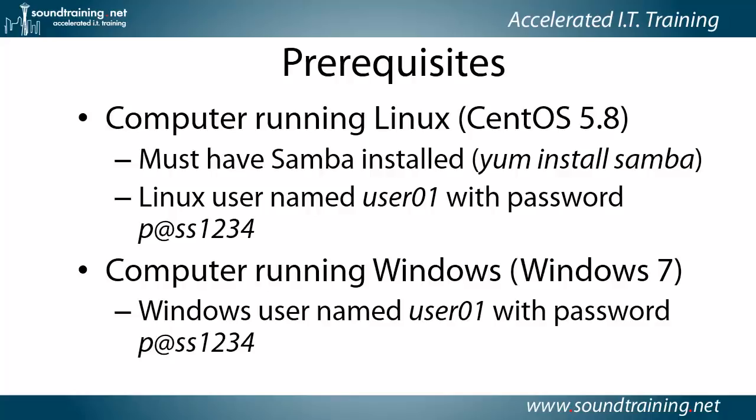Here are the prerequisites. In order to follow along exactly the way I'm doing things, you'll need a computer running Linux. The one I'm using, again, is CentOS version 5.8. It must have Samba installed. If you don't, then you can use yum install samba to do that. And a Linux user named user01 with a password of p@ss1234. You'll also need a computer running Windows, and the one I'm going to use is Windows 7.